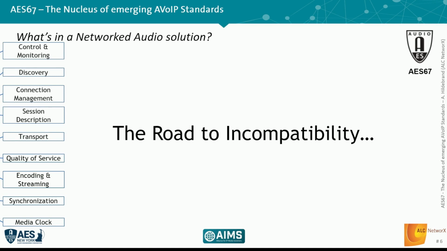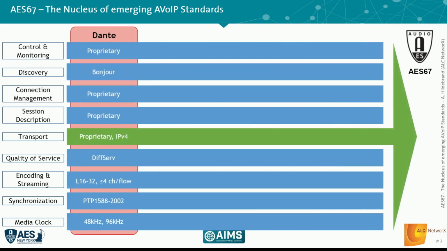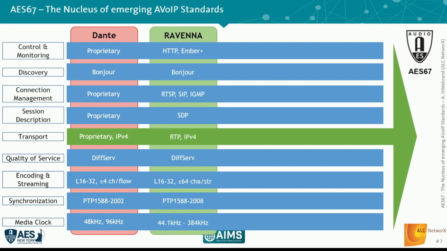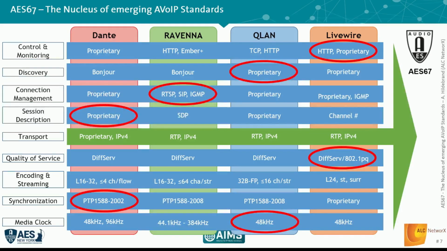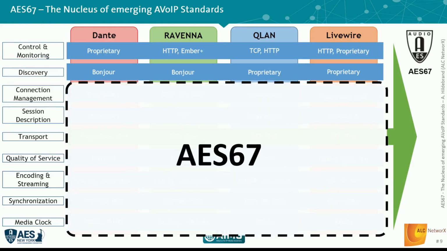If we take a closer look at how these individual solutions address these individual functionalities, we can see that all of these solutions have some commonalities, but even more, they have differences. Just a few of them are marked with the red circles here. If you compare these things, you can identify differences among all of these different IP-based solutions which would inhibit interoperability without something like AES67. And that is actually where AES67 comes into play.